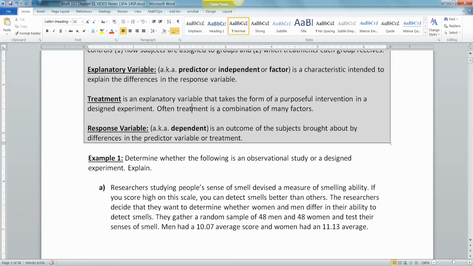And last but not least, a response variable is an outcome of the subjects brought about by the difference in the predictor variable. So it's what you're trying to look for being affected. So you want to be able to see the changes in the explanatory variable, like, for example, the poverty of children or something like that. And the response variable might be their grades, their test scores, that kind of thing.